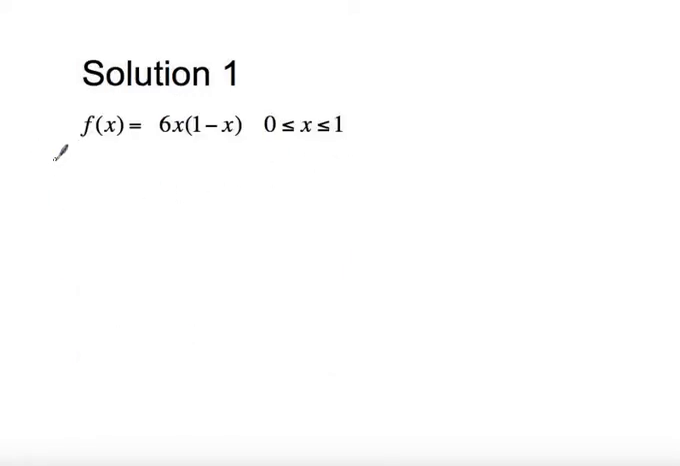Remember that the mean is defined as the integral, between the bounds for which the probability density function is valid, so between 0 and 1, of x times f of x. So x times 6x times 1 minus x, and we integrate that with respect to x. The first thing to do is expand this out and multiply by the x so that I've got an expression which I can actually integrate.